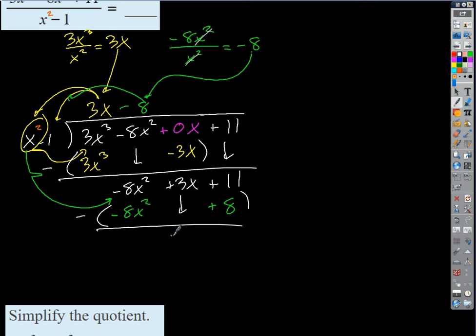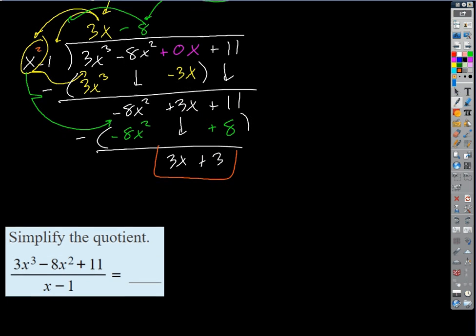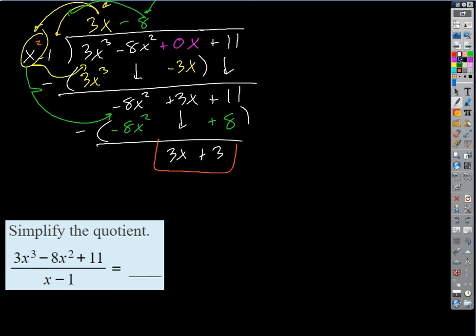3x we bring down. 11 minus 8 is 3, and that's my remainder, isn't it? Because now x squared won't divide into x evenly, and so that ends up being my remainder. So what's the answer then? 3x plus 3. So this whole thing is equal to 3x minus 8, right?